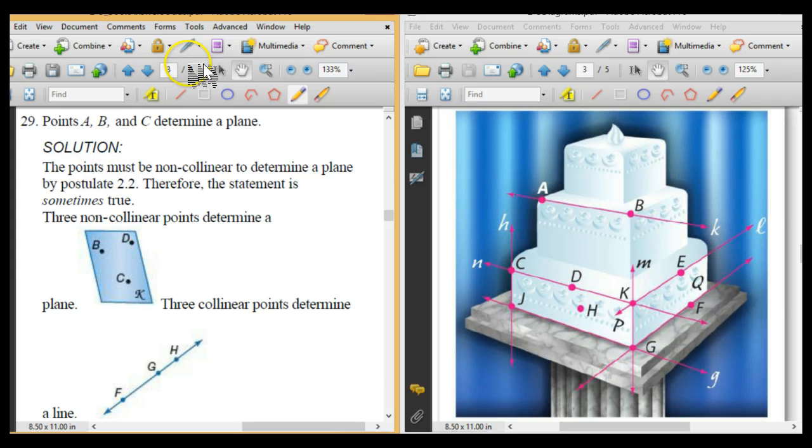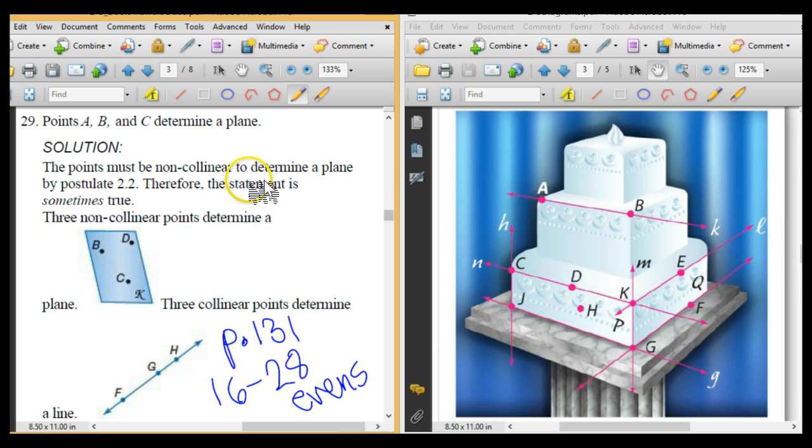So right now, on page 131, go ahead and try 16 through 28 evens. Take about 5 minutes or so to work those out.